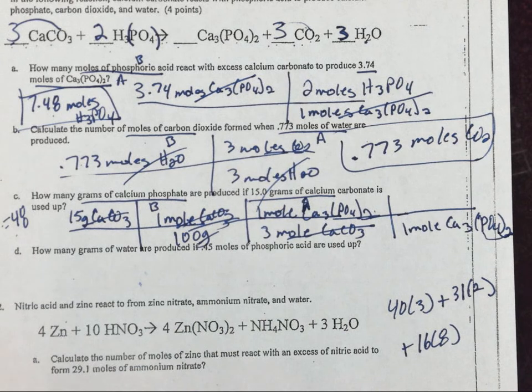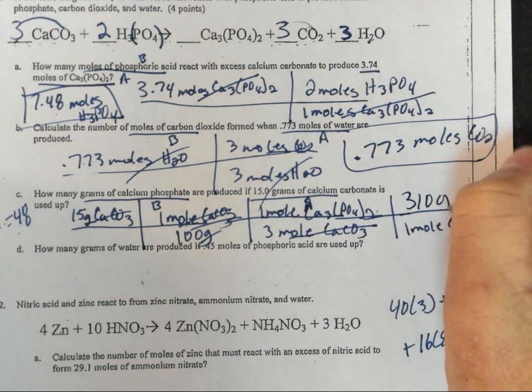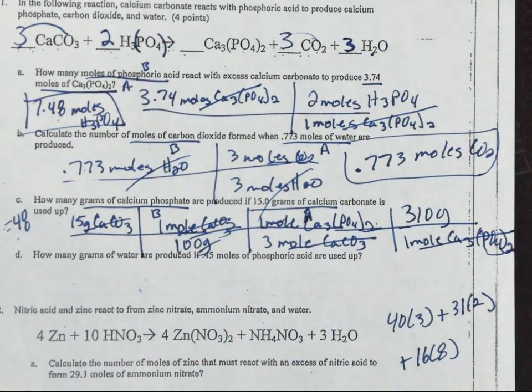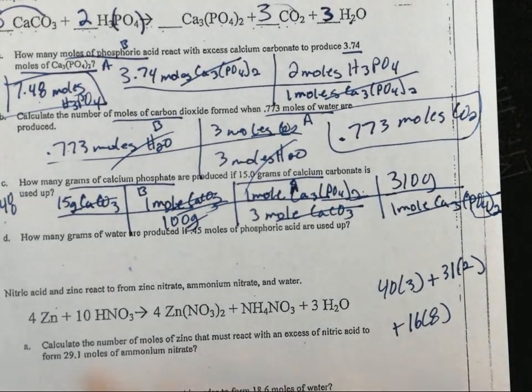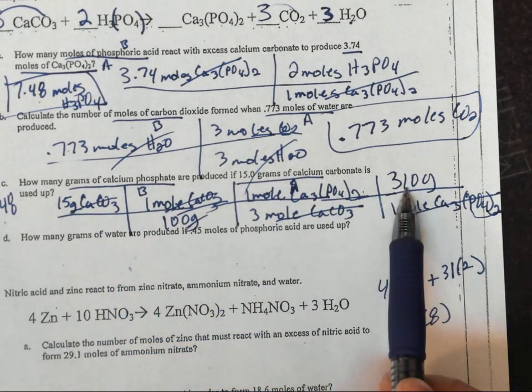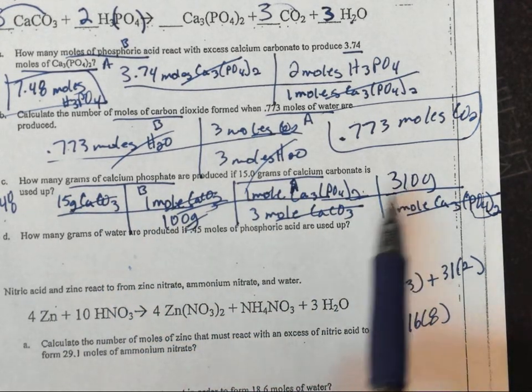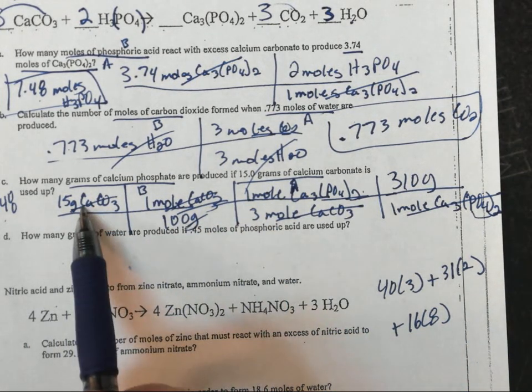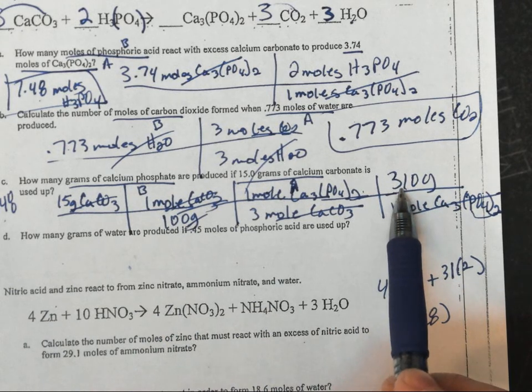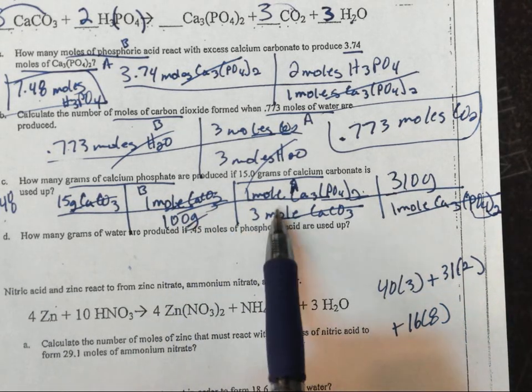So let me get my calculator. 16 times 8 plus 120 plus 62. It's going to give us 310 grams in 1 mole of calcium phosphate. So now what our math is telling us to do is to take 15, multiply it by 310, and then divide by 100 multiplied by 3. So 15 multiplied by 310 divided by 100 times 3.